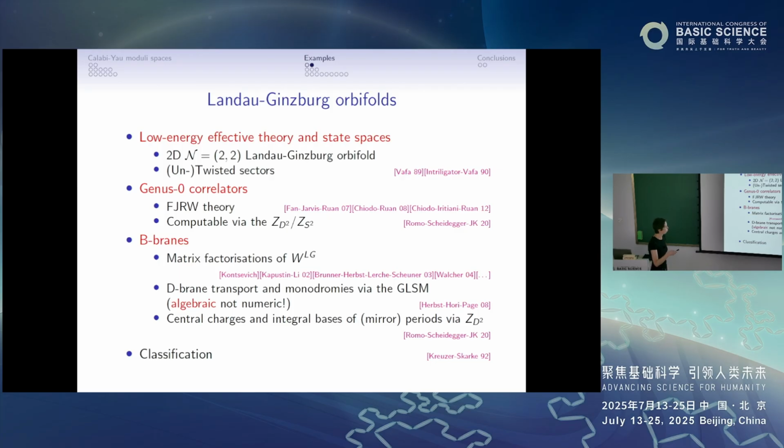So one important thing for Landau-Ginzburg is that this is a theory with an action. It's a (2,2) Landau-Ginzburg orbifold. You can write down a Lagrangian, and Vafa and Intriligator-Vafa already at the end of the 80s told us what the quantum state spaces are. They are called twisted sectors. They have nothing to do with cohomologies of a Calabi-Yau threefold, but they encode the same information.